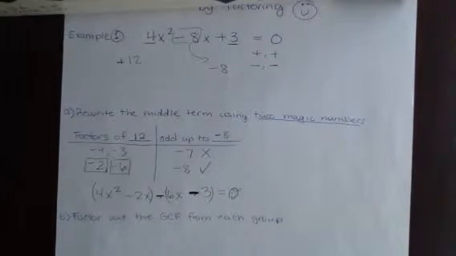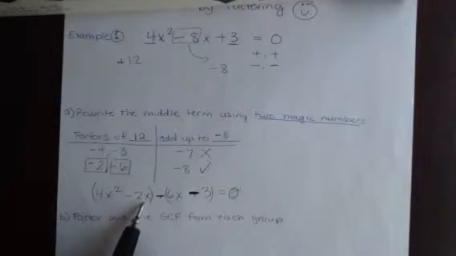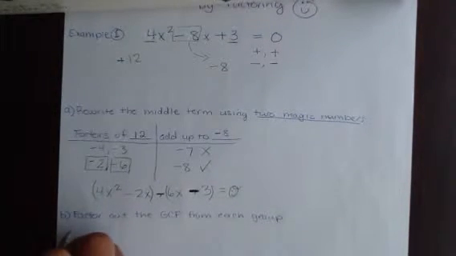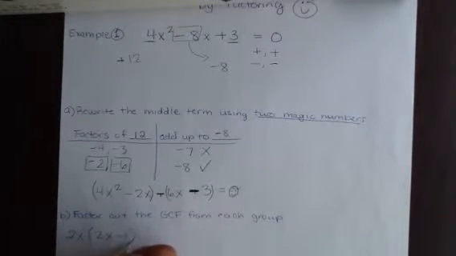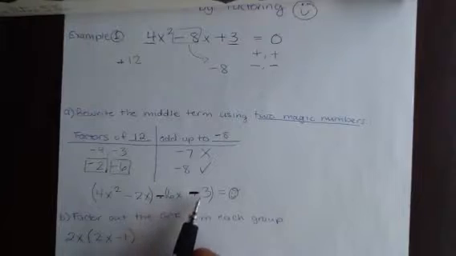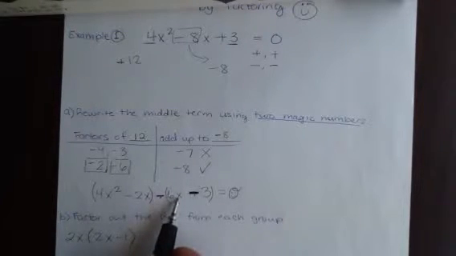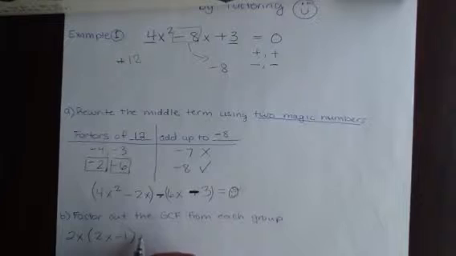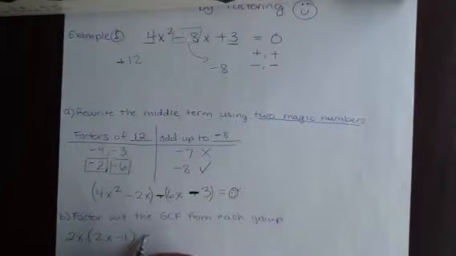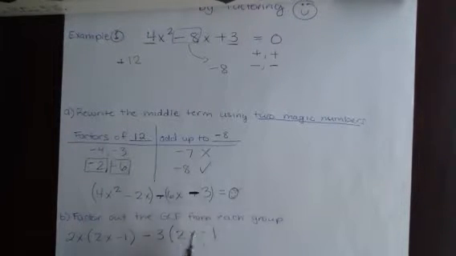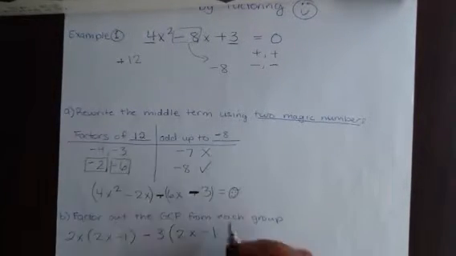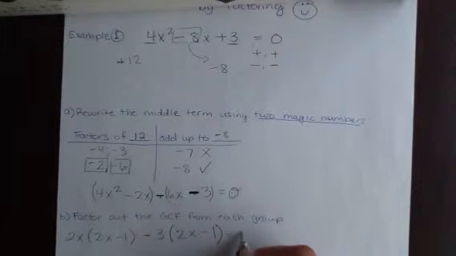So now that we've done that, let's go ahead and find the GCF. In our first group, the GCF is 2x. When we factor out a 2x, you're left with 2x minus 1. For this one, what they have in common is a 3. You have a 6x minus a 3. So let's bring down the middle operation and bring out the GCF. What's going to be left over is 2x minus 1, because if you factor out a 3, then you're left with minus 1. And of course, bring down that equals 0.